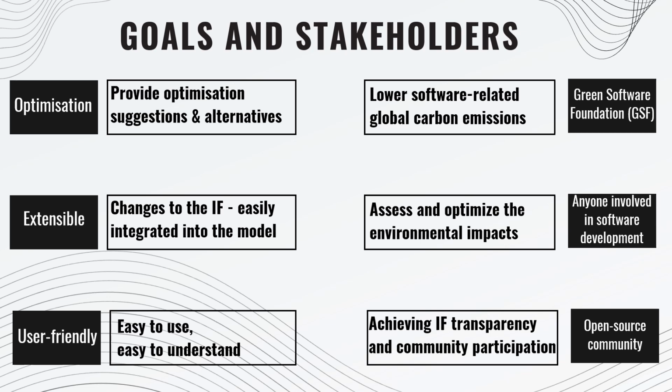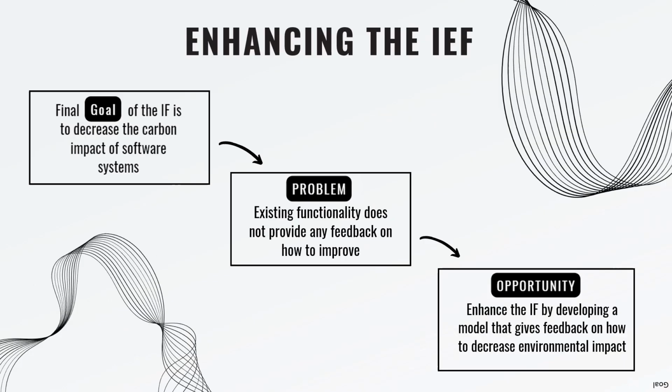Our model serves as a tool for them to access and optimize the environmental impacts of their software throughout the development process. And then we have the open source community. Our model aligns with the ethos of transparency and community participation. As we delved into how to improve the impact framework, we focus on the key goals that would guide our way forward, like reducing the carbon footprint of software systems.